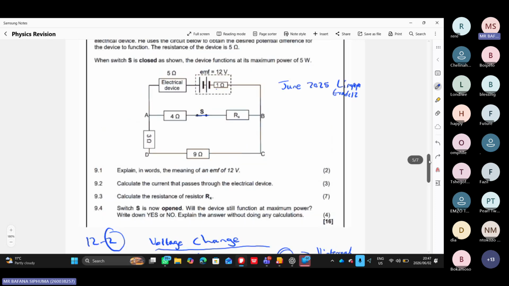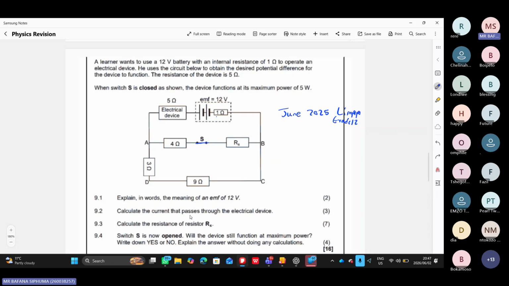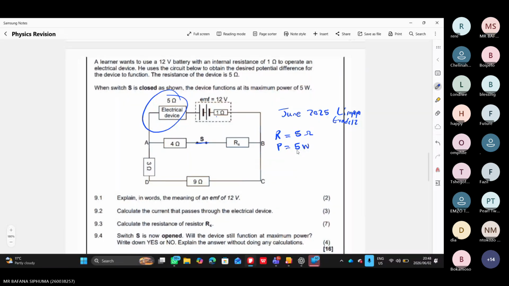Then the second question, they say calculate the current that passes through the electrical device. Which one is the electrical device? This one. It is even written. How can you find the current? Let's see what we have. We have the resistance, it is 5 ohms. We also have the power, which is 5 watts. Then we are looking for the current.